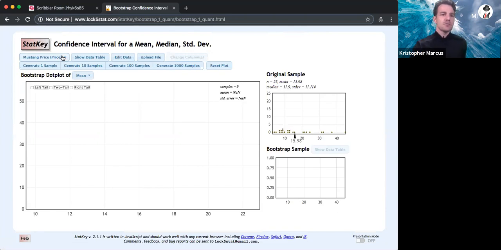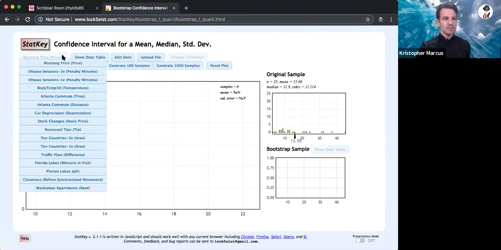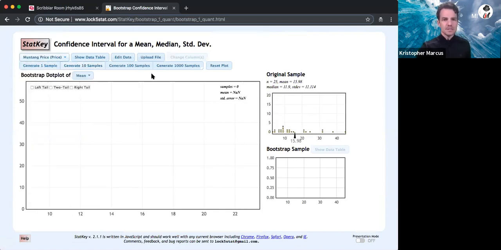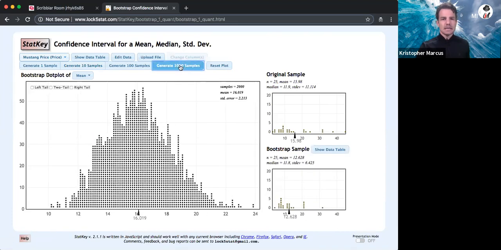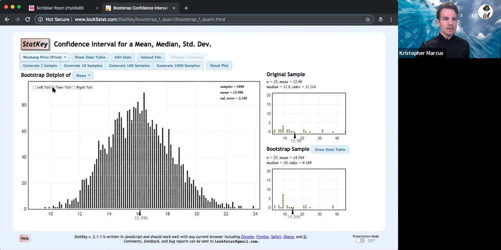So in StatKey, if we go to the single mean one, we've got a bunch of different things here, and we can pick anything we want. We'll stick with the Mustang price and generate, let's see, we'll generate like 3,000 samples and click on two-tail. What this does is down at the bottom, it creates a lower bound number and an upper bound number for a confidence interval. This is defaulted at a 95% confidence level.